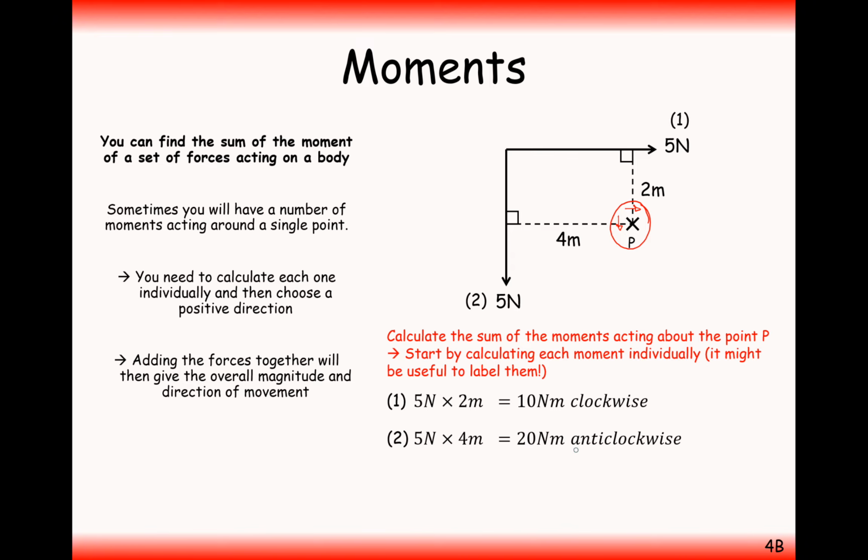So in this case here, we have more moments going in the anti-clockwise than the clockwise direction. So the calculation here for the resultant moment is going to be 20 Newton meters minus 10 Newton meters equals 10 Newton meters in the anti-clockwise direction.